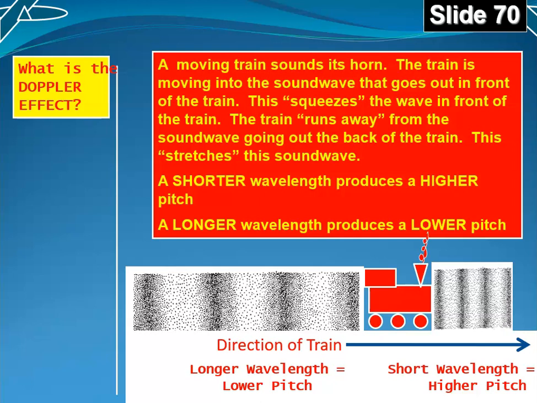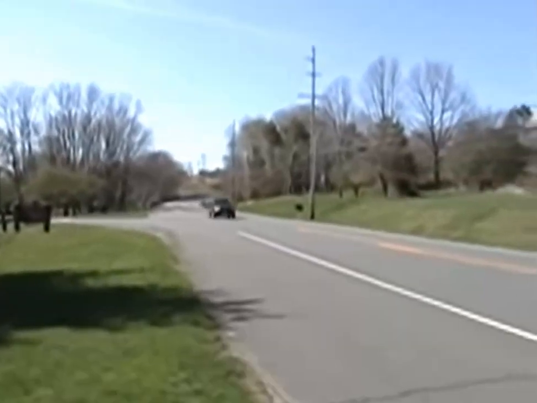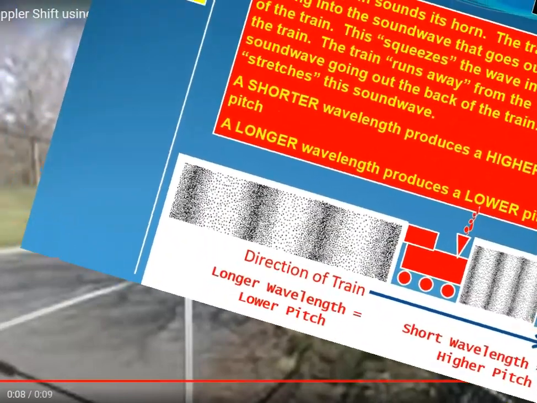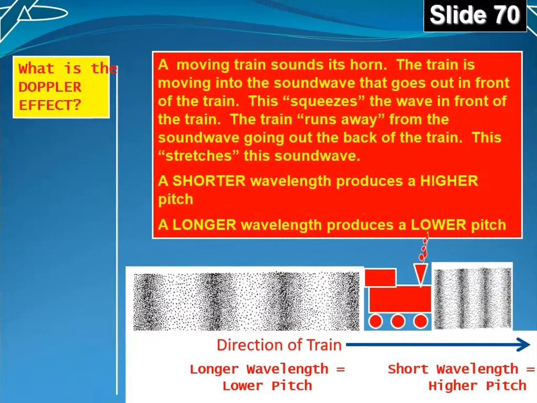Whereas the sound coming out the back, the train's running away from those sound waves, and so they're stretched out. They have a longer wavelength and a lower frequency, and therefore they are lower pitched. So I'm going to show you a quick video example of this. Okay, so that gave you an example of the Doppler effect.